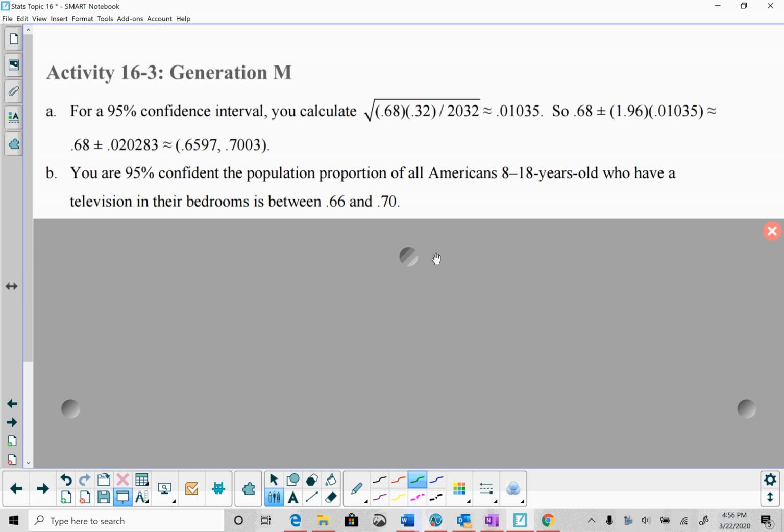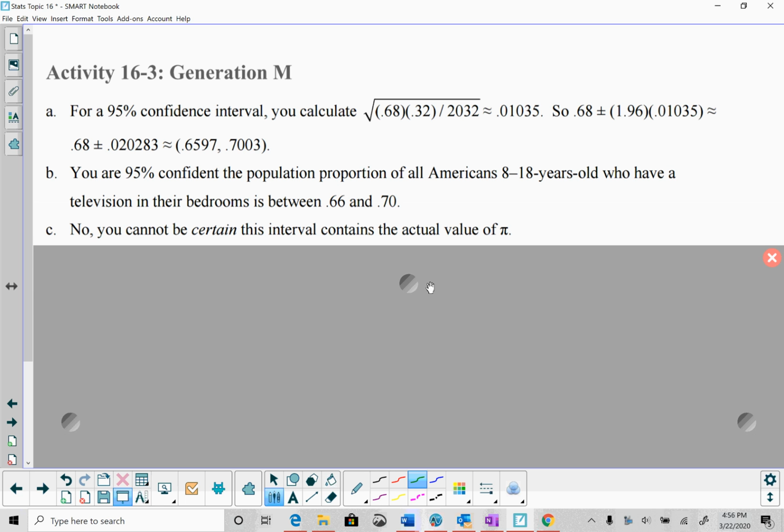Okay, so part A, I walked you through that. Part B, the interpretation, that's the words I just used. Can you be certain this interval contains the actual value for pi? No, you can't be certain, but we're saying we're 95% confident that the interval has that actual value. Does that make sense?